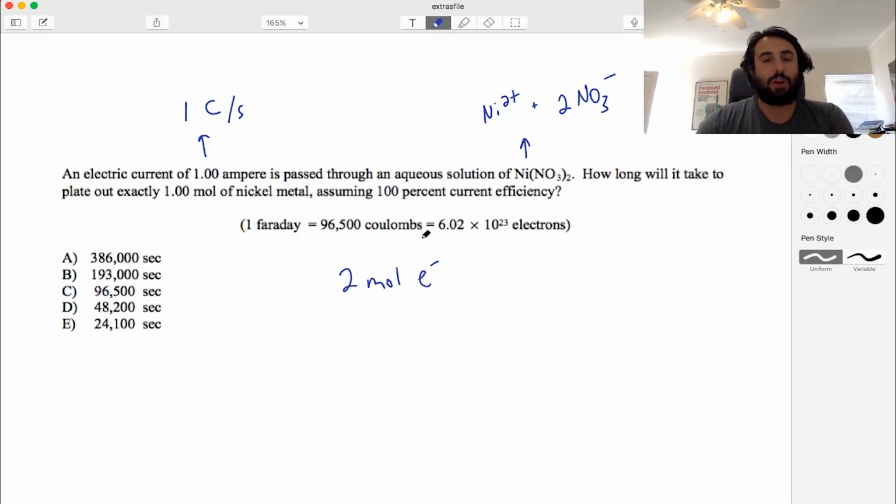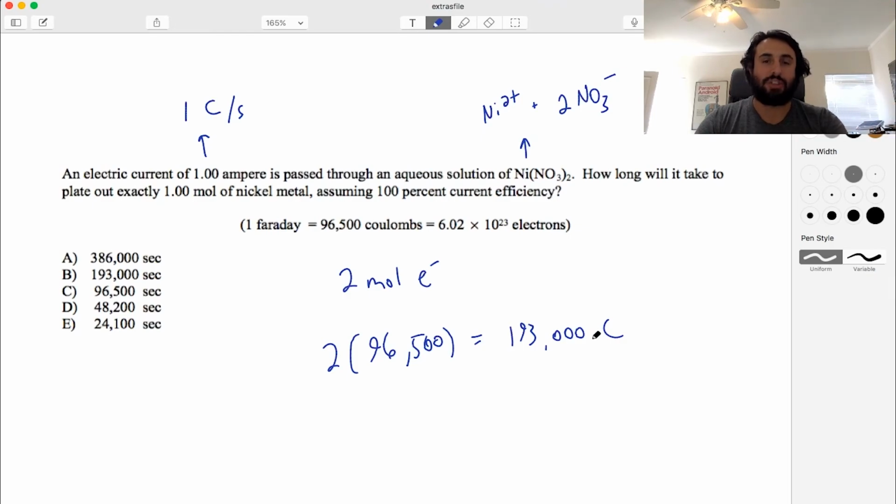And so Faraday is saying that it's 96,500 coulombs per mole of electrons, and we need 2 moles of electrons, right? Remember, it's 1 mole of nickel metal, and so that's why we need 2 moles of electrons, 2 electrons per ion. So all we need to do is take 2 times 96,500. Right? Because that is going to give us 193,000 coulombs, right? So 193,000 coulombs is the charge associated with this operation, and they're making it nice and easy for us.